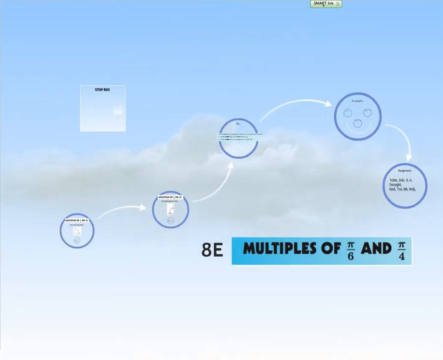All right, so 8e is multiples of pi over 6 and pi over 4.